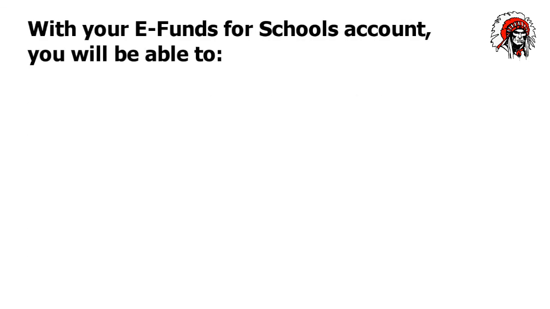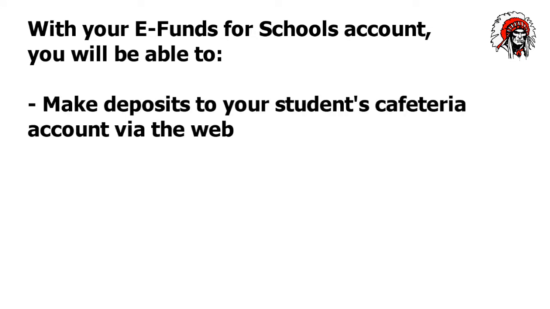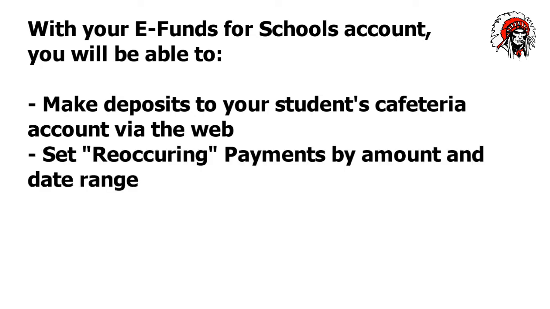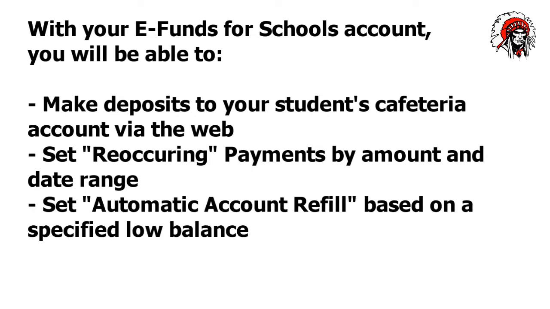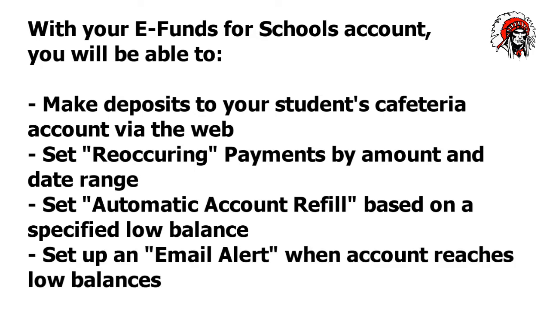With your eFunds for Schools account, you will be able to make deposits to your student's cafeteria account via the web. Payment options include paying by checking account or savings account, and $1 per transaction fee, or you can pay by credit card for $2.49 per transaction fee. Multiple transactions can be made to save on fees. You can set reoccurring payments by amount and date range, set automatic account refill based on specific low balance, set up an email alert when the account reaches low balances.